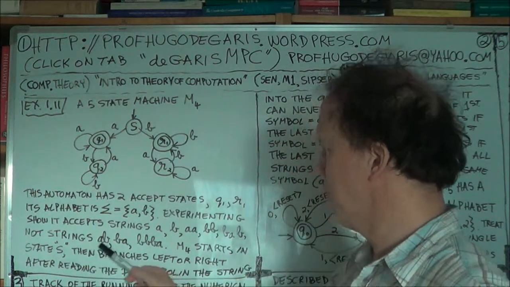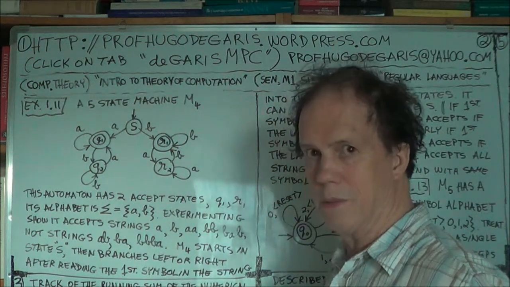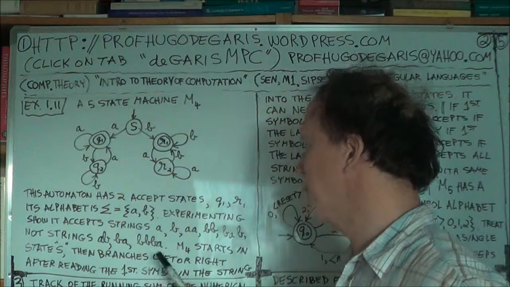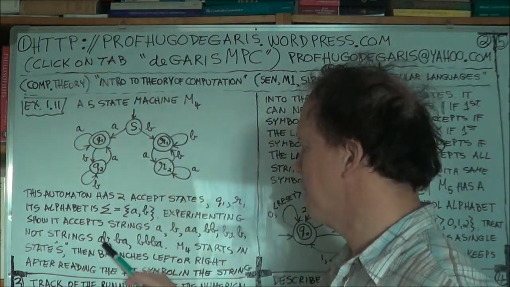Now these strings, AB, BA, are not accepted. In other words, rejected. Now why is that? Well, let's just loop through the automaton and see what happens. So A, B.